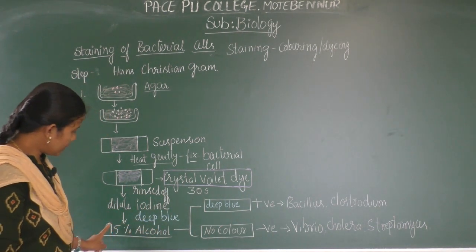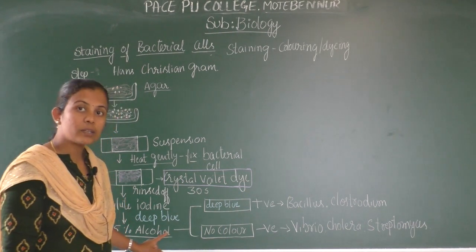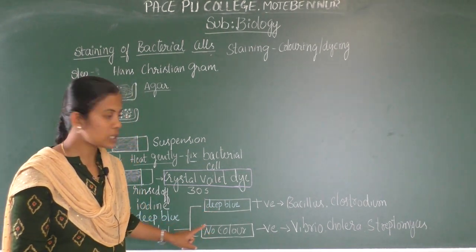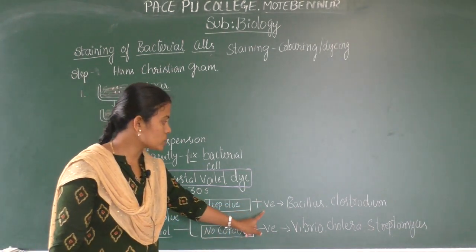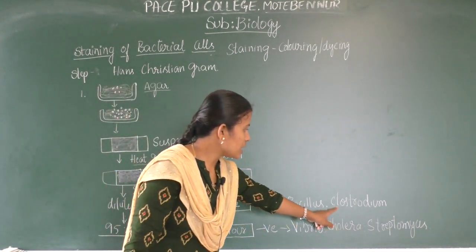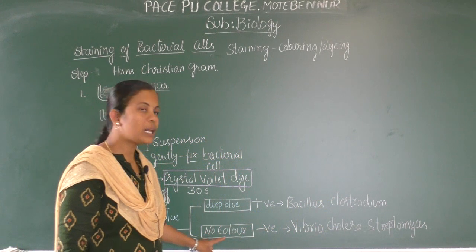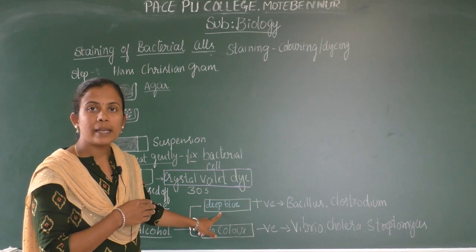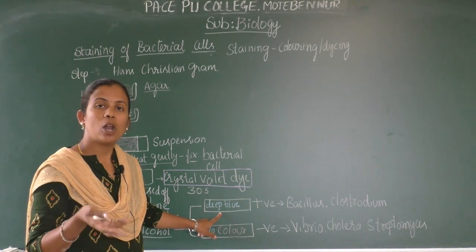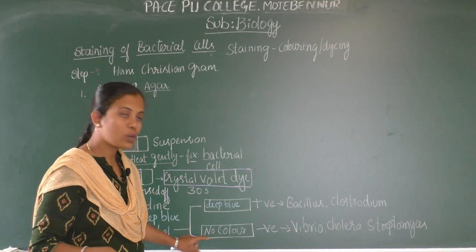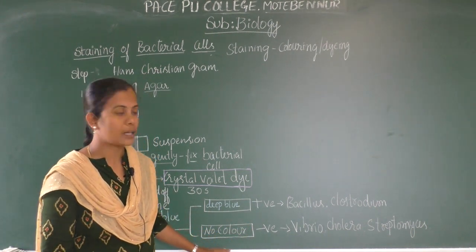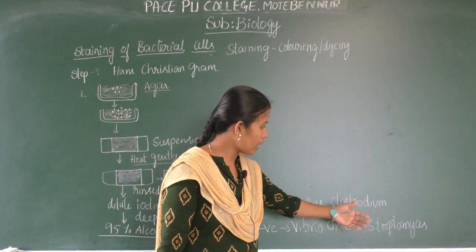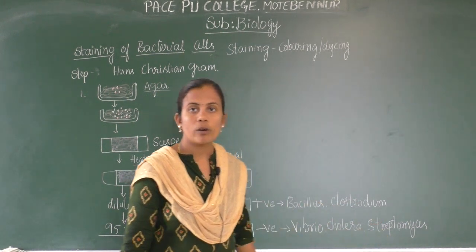And later 95% alcohol treatment is done. The treatment with 95% alcohol finally gives us two types of cells. One is deep blue color containing positive cells. Example is Bacillus and Clostridium. The next is no color obtained, where the deep blue colored cells have completely lost their color, and those are called no color containing cells or decolorized cells, and they are also called gram negative cells. Example, Vibrio cholerae or the Streptomyces group of organisms.